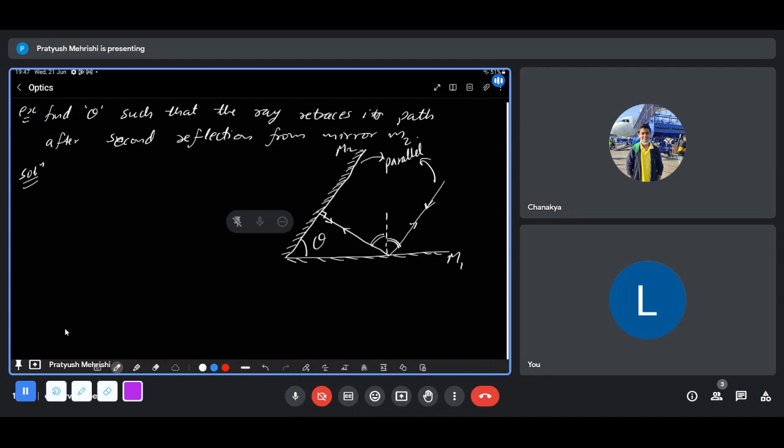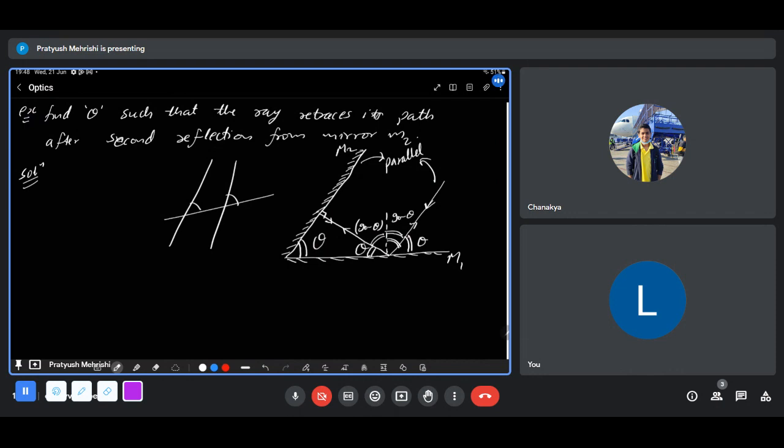Forty-five degree is the correct answer. How? See, one thing we must recognize: if two lines are parallel to each other like this, then the corresponding angles will be equal to each other. So sir, if this angle is theta, then this angle must be theta. Now this angle is theta. Then what is this angle? This angle will be 90 minus theta. It means this angle is also 90 minus theta.